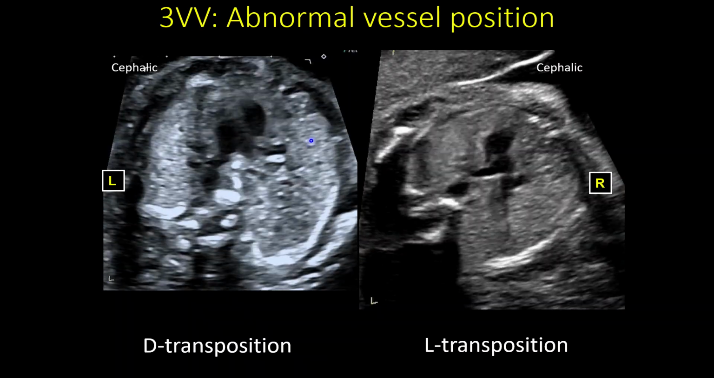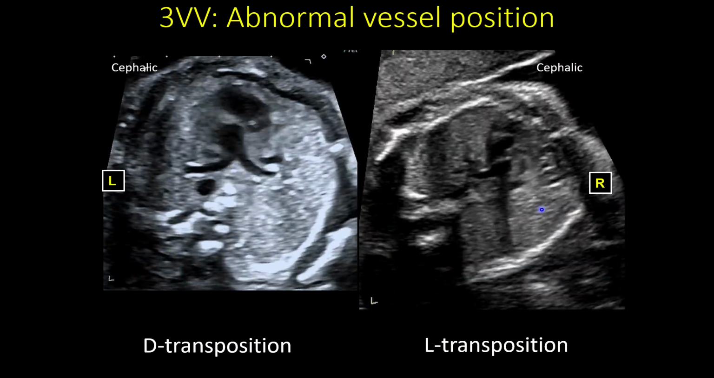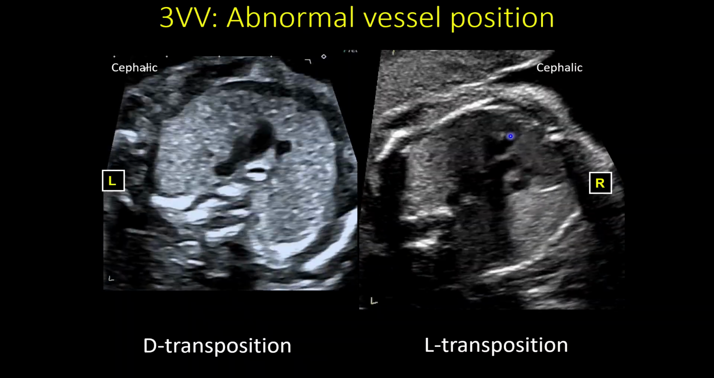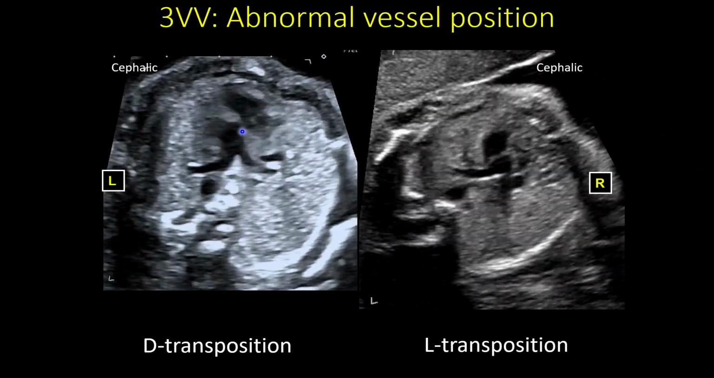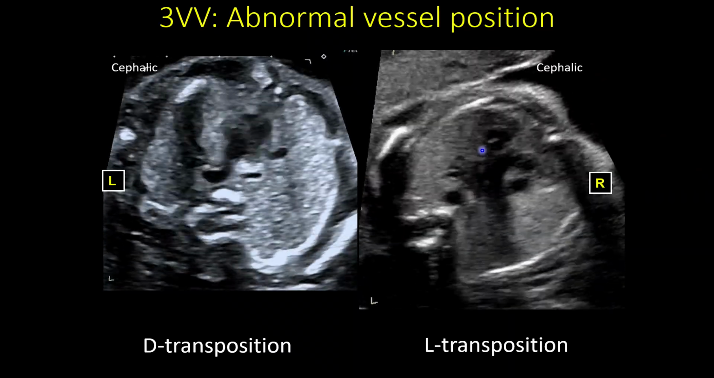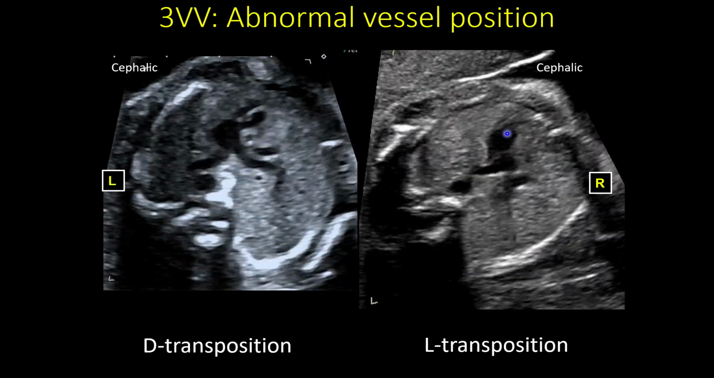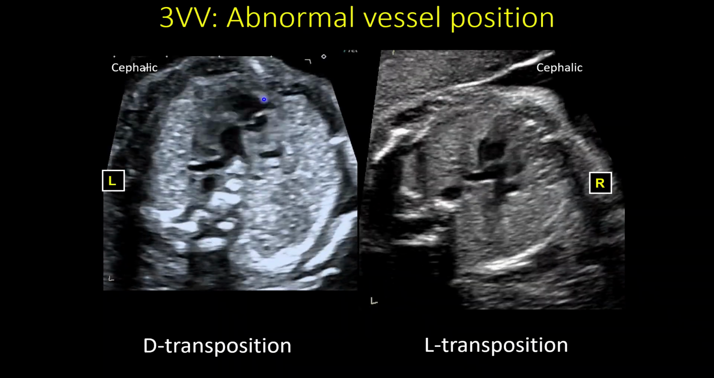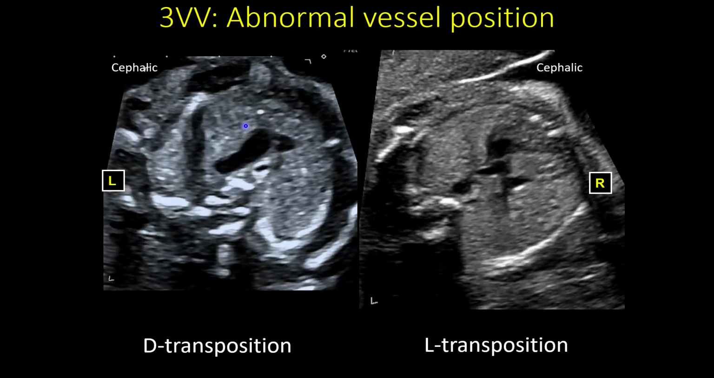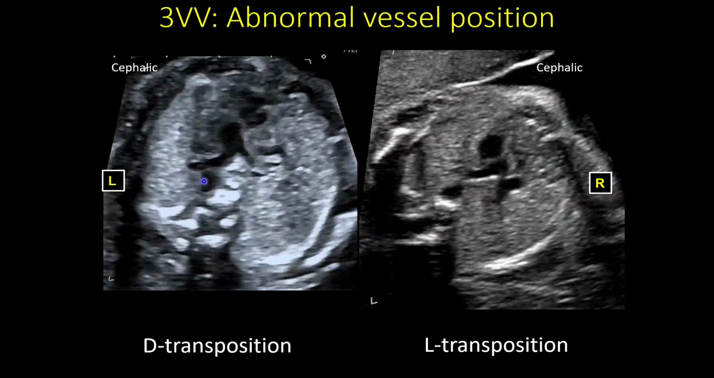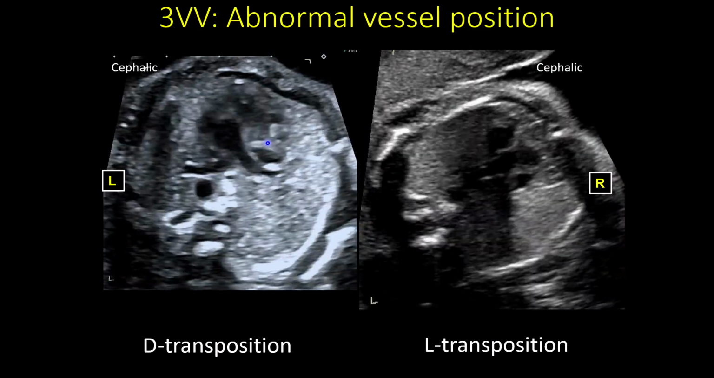D transposition and L transposition are pretty much the same in the sense that they have the parallel appearance in the four-chamber and outflow tract views, but up in the upper chest you can see that the aorta is mostly anterior in both of these types. And so you can see for D transposition, the same exact case that I showed on the previous slides, that the aorta is anterior and rightward.